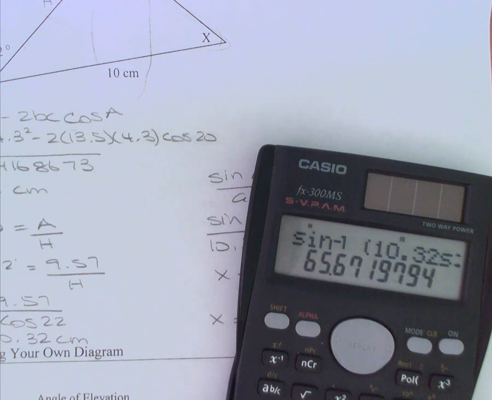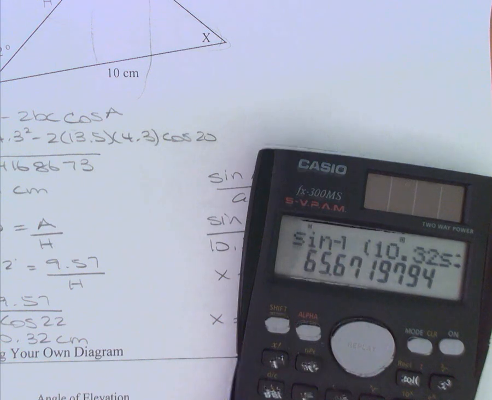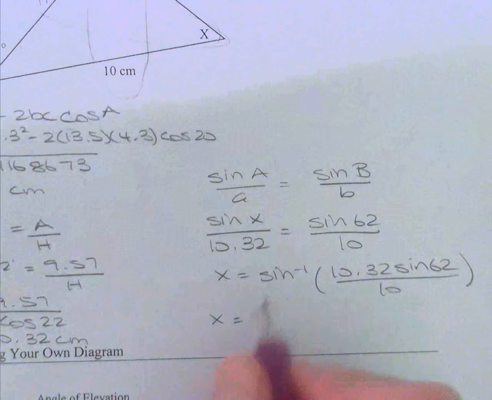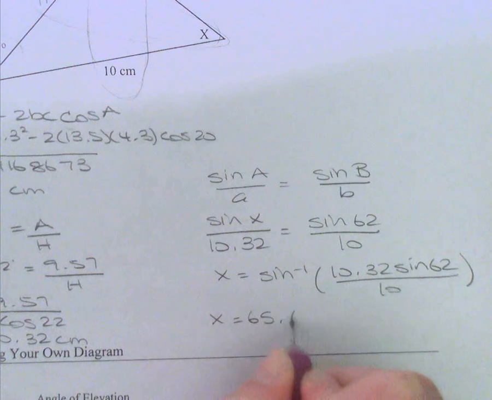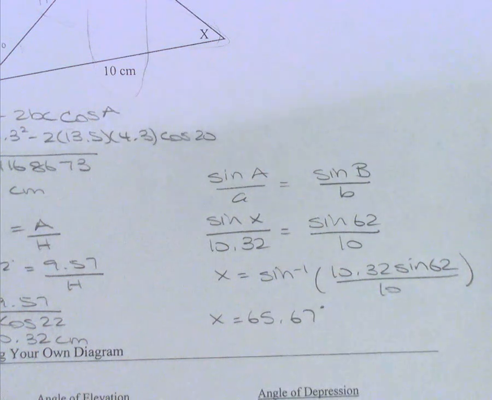And I get 65.67 degrees, because in this last case I'm looking for an angle. So I have 65.67 degrees, and that's my value of x.